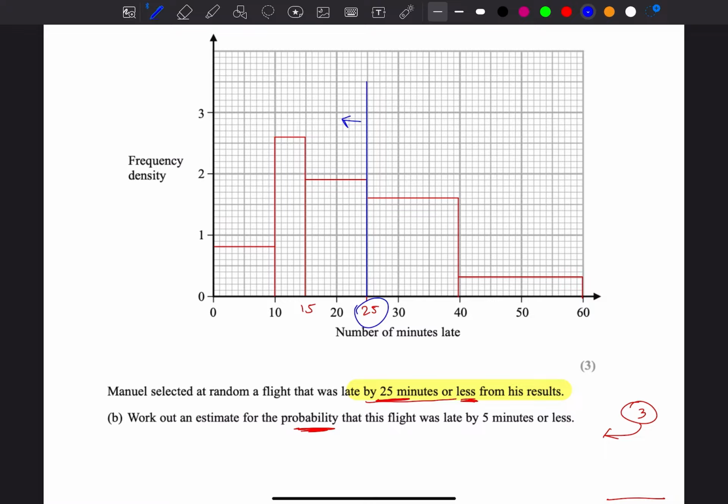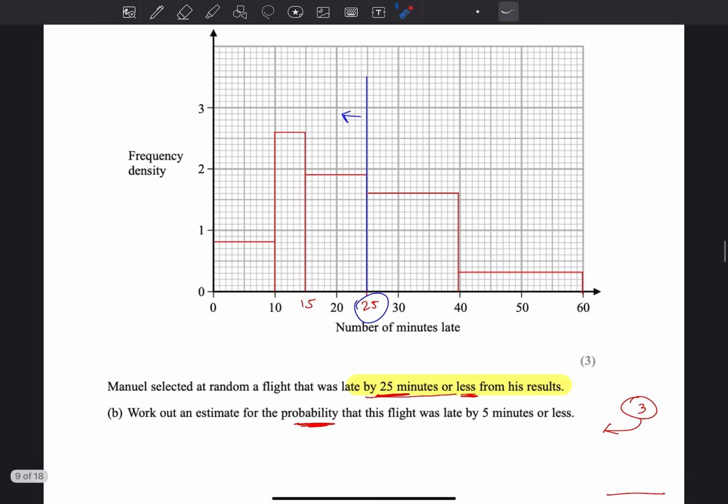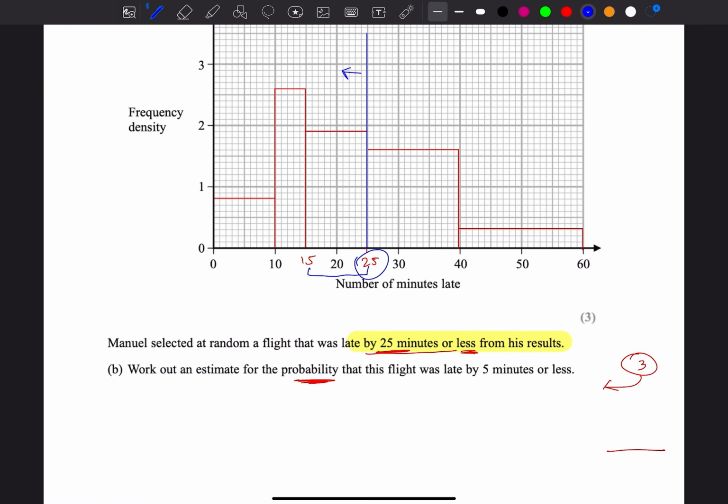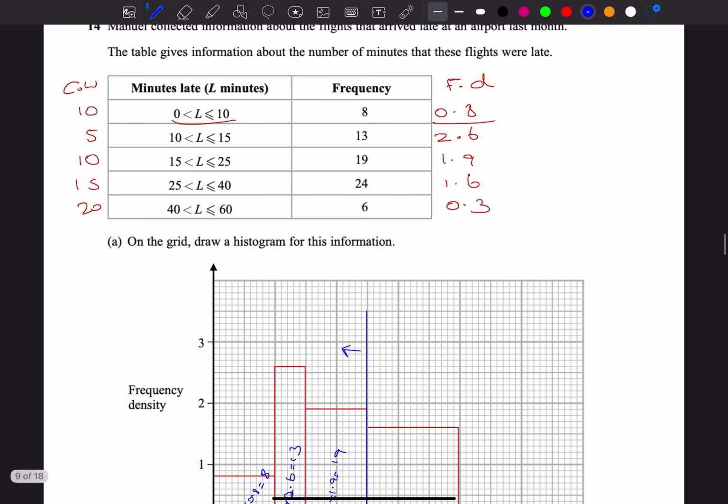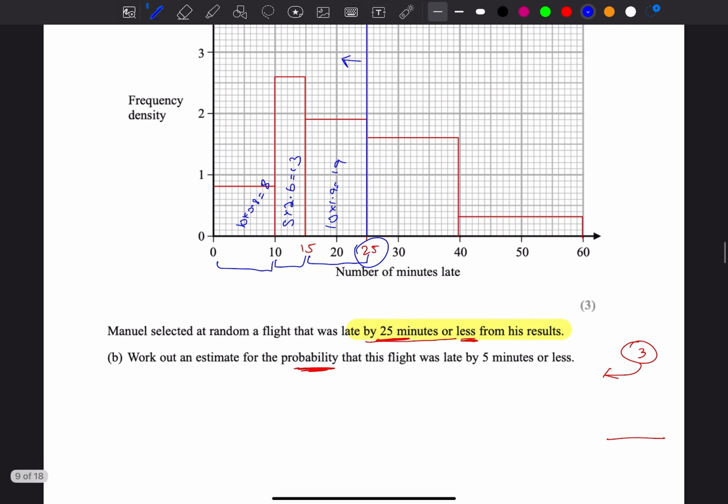We actually know the number in this box, because it's said here. Or if you're not bothered, you go here to here: 10 times 1.9 is 19. Here to here, 5 times 2.6 is 13. Here to here, 10 times 0.8 is 8, but it's already said here. 8, 9, 8, 13, 19 gives you 40. So the total is going to be 40.